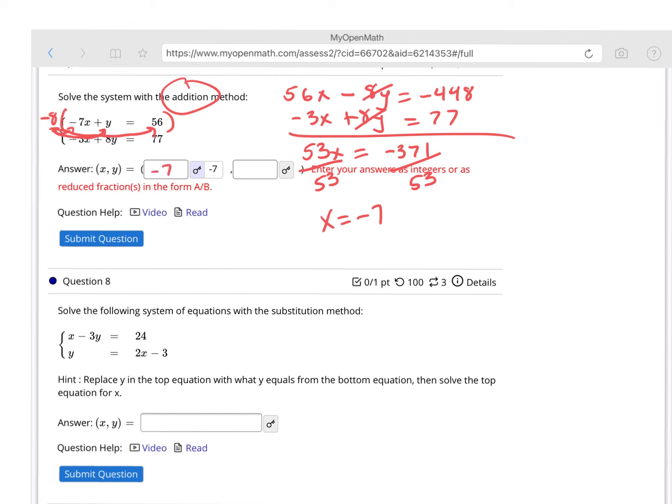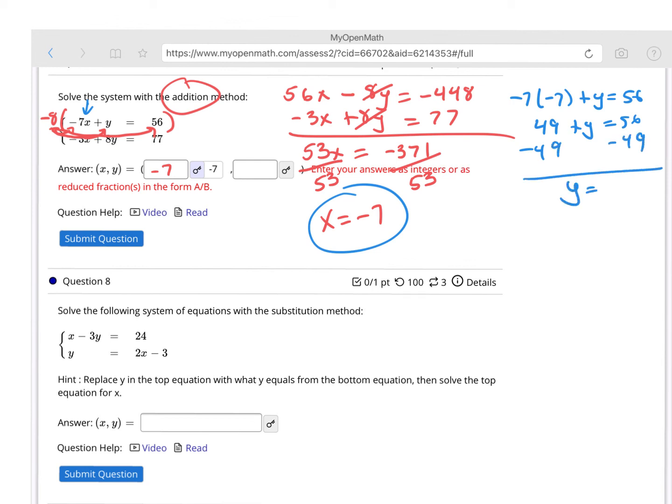Now that I know that's -7, I can find y by substituting -7 in for x. So again, I'm just going to choose the top equation. So I have -7 times -7 plus y is equal to 56. Well, -7 times -7 is a positive 49 plus y is equal to 56. So if I subtract 49 and subtract 49, that means that y is going to equal 7. So my x is -7, and then my y is 7. Okay, so those two methods are the elimination method and the equal values.